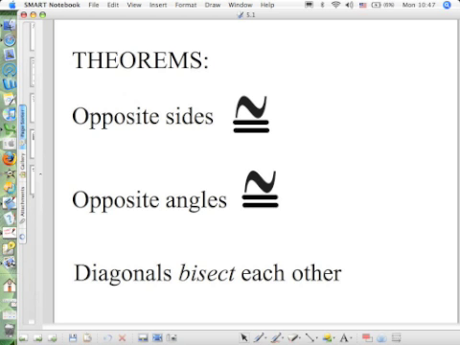I didn't get that last thing. Opposite angles are congruent. Wasn't there something? No. We were supposed to write it. It was just a parallelogram picture. No, on this page. My battery was dying.